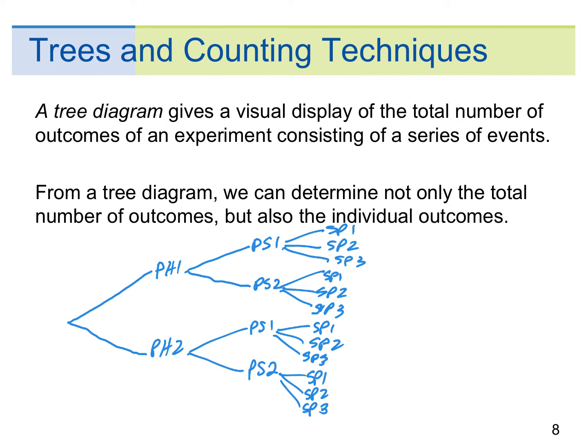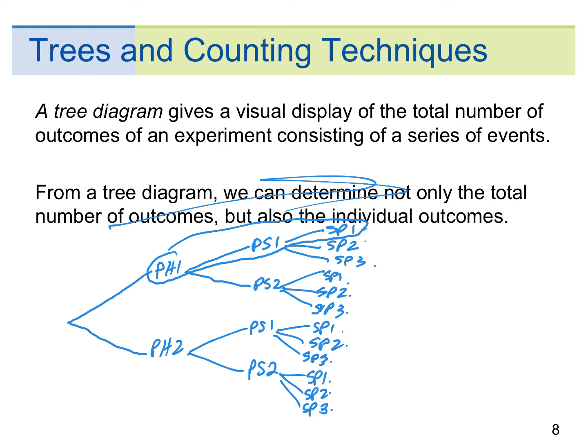If you count the last column of outcomes, it should equal the total number of outcomes. 1, 2, 3, 4, 5, 6, 7, 8, 9, 10, 11, 12. And if you had to write them out, you read them this way. She could take the PH1 class, the PS1, and the SP1. That is one of the 12 scenarios.